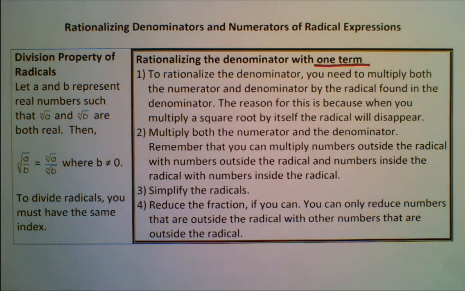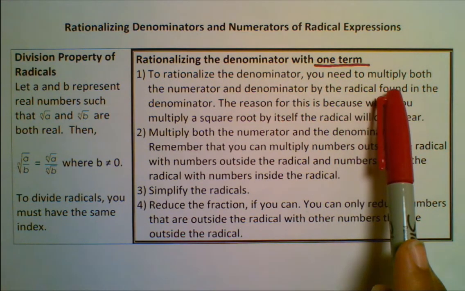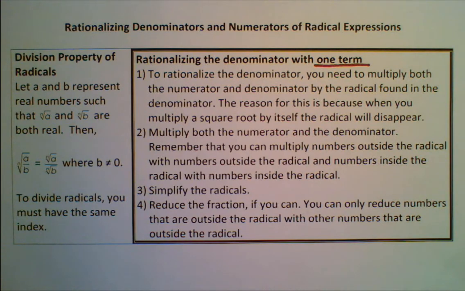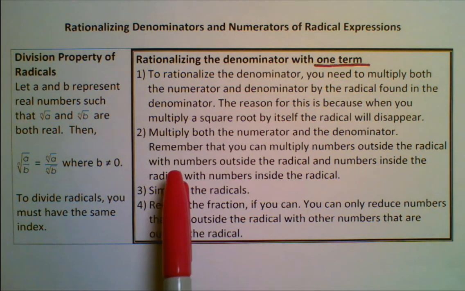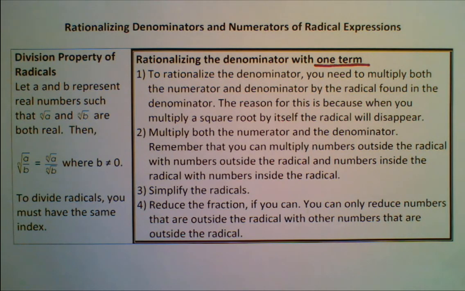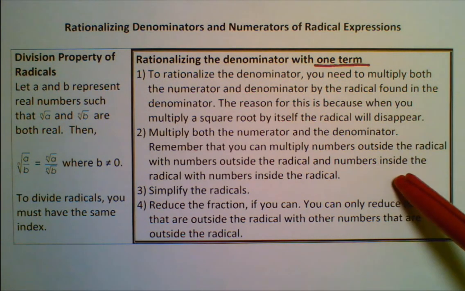So to rationalize the denominator, number one, you need to multiply both the numerator and denominator by the radical found in the denominator. The reason for this is because when you multiply a square root by itself, the radical will disappear. Number two, multiply both the numerator and the denominator. Remember that you can multiply numbers outside the radical with numbers outside the radical, and numbers inside the radical with numbers inside the radical. So we'll come back to these instructions as we work out examples.